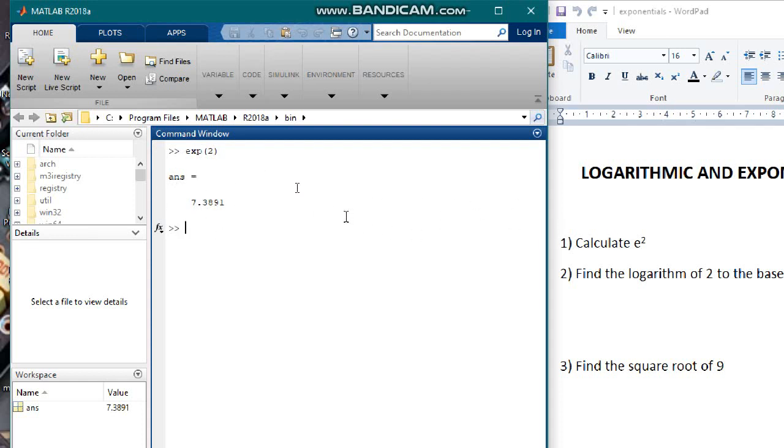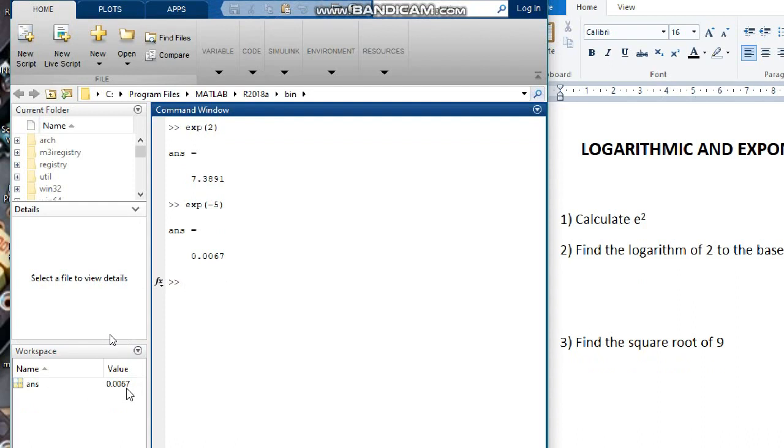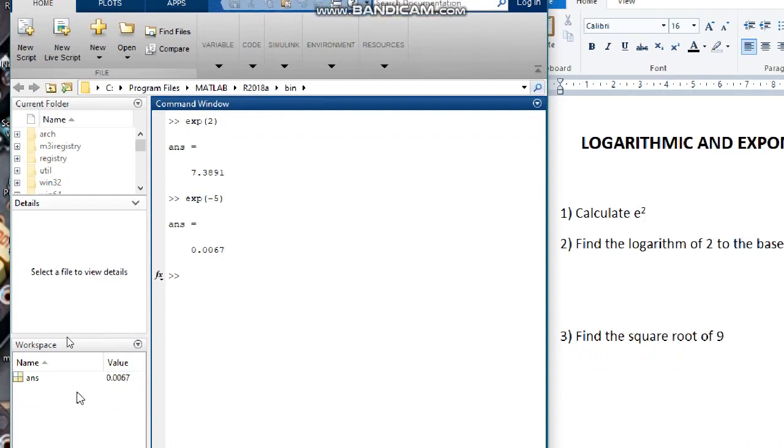For instance, let me say I want to find the exponential of -5. I'll just type in exp, then -5. So that is the exponential of -5. Then I notice that my answer value has been stored in the workspace. So if you watch the previous video, you understand that whatever variables you use here are stored in the workspace. So let us move to the second example.